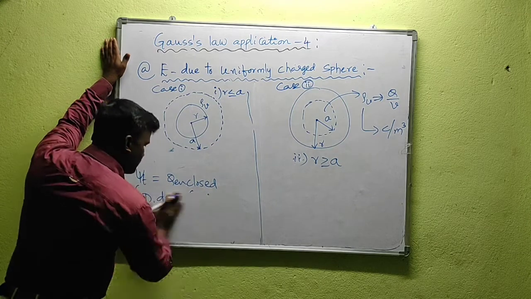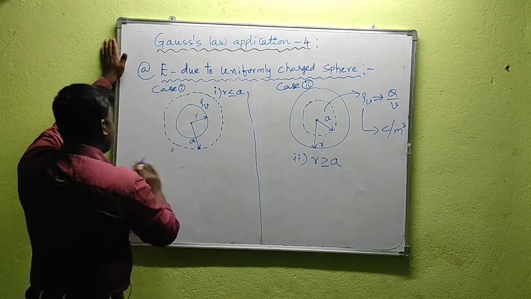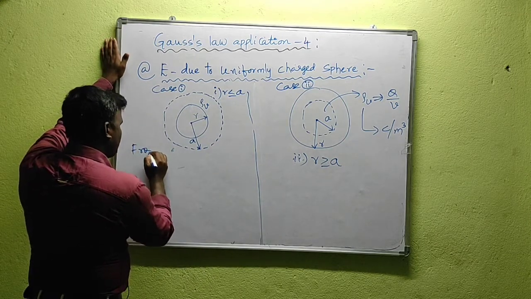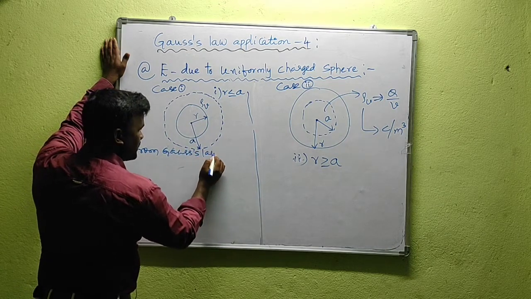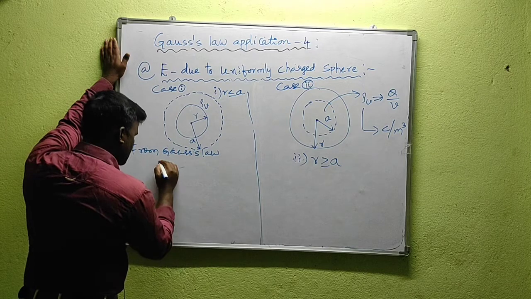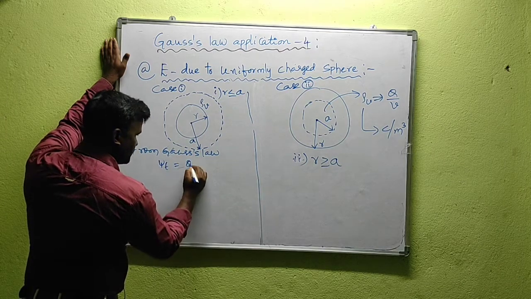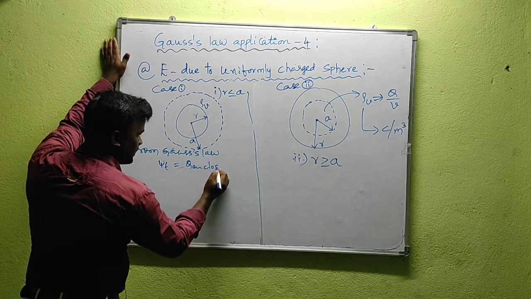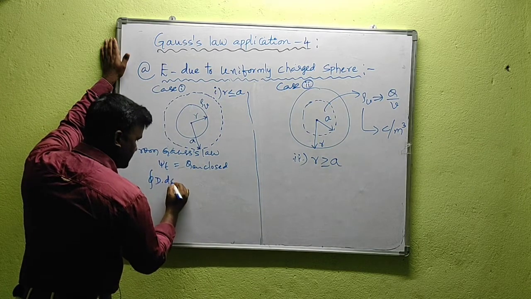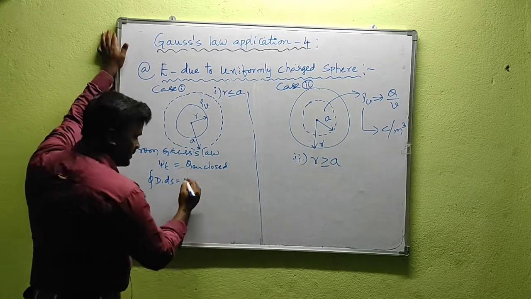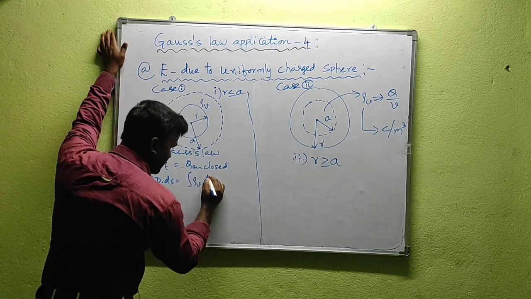Psi_t is Q enclosed. From Gauss law, we know that psi_t is equal to Q enclosed. Now psi_t can be written as integral D dot dS. What about Q enclosed? That is integral rho_v dv.